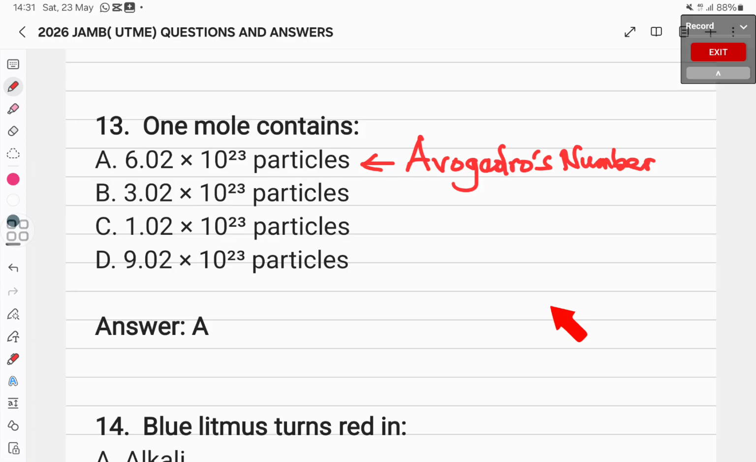So 1 mole of any substance contains that number of particles according to Avogadro's concepts. The particles could be atoms, which are usually elements. It could be molecules. You can have molecules of an element like oxygen, hydrogen, those that are gaseous. You can talk about molecules of a compound like molecules of water. So 1 mole of water contains this specified number of molecules. 1 mole of oxygen gas contains that number of molecules. 1 mole of sodium as a metal contains that number of atoms. So according to Avogadro, the number of particles in 1 mole is 6.02 times 10 raised to the power 23. That is option A.